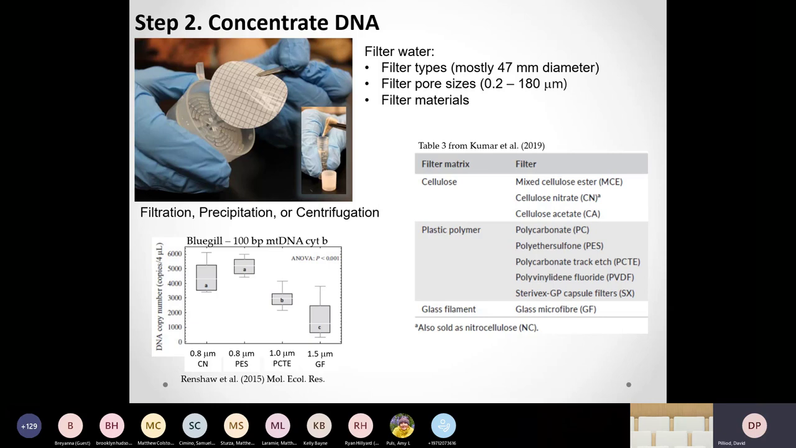Interesting, the 1.5 micron glass fiber filter is very commonly used in the literature. So it's not saying that that's wrong and that's the worst method. In fact, you could find other comparative studies that show different results. But things to look at: the size of the pore size, 0.8, 0.8, 1, 1.5. So are these fair comparisons? When you have different pore sizes, those are things to consider.